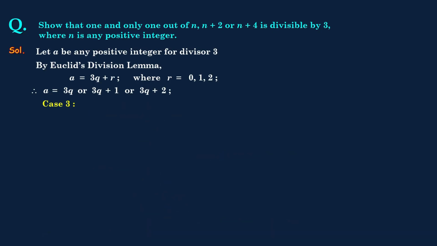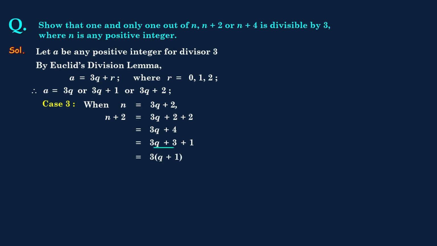Now we are going to consider case 3, where n equals 3q plus 2. So n plus 2 will be 3q plus 2 plus 2, that is 3q plus 4. Now we will write 4 as 3 plus 1, so 3q plus 3 plus 1. Now take 3 as common, then it will be 3 into (q plus 1) plus 1. So now replace this q plus 1 as m, so 3m plus 1, where m is equal to q plus 1.